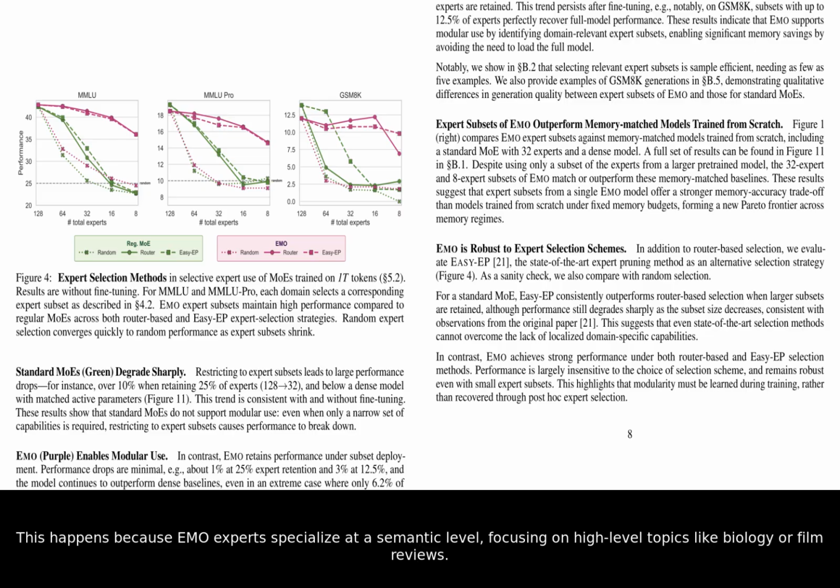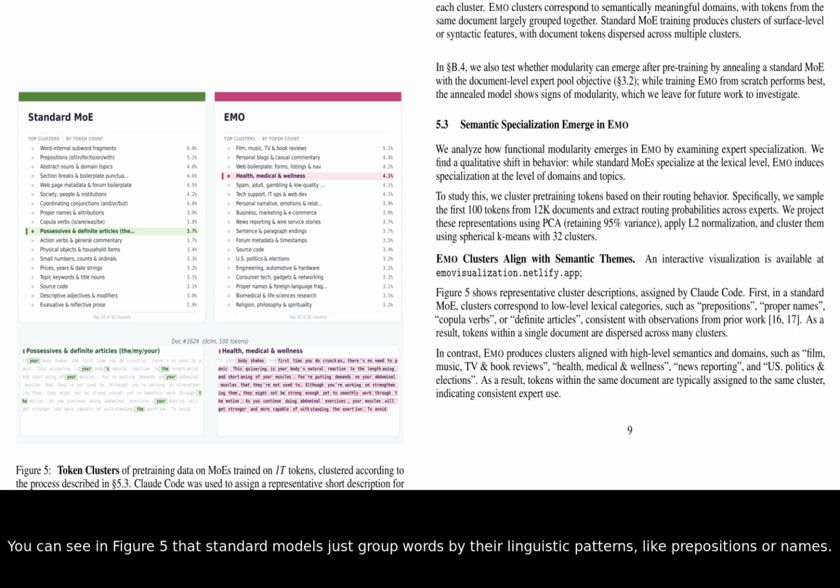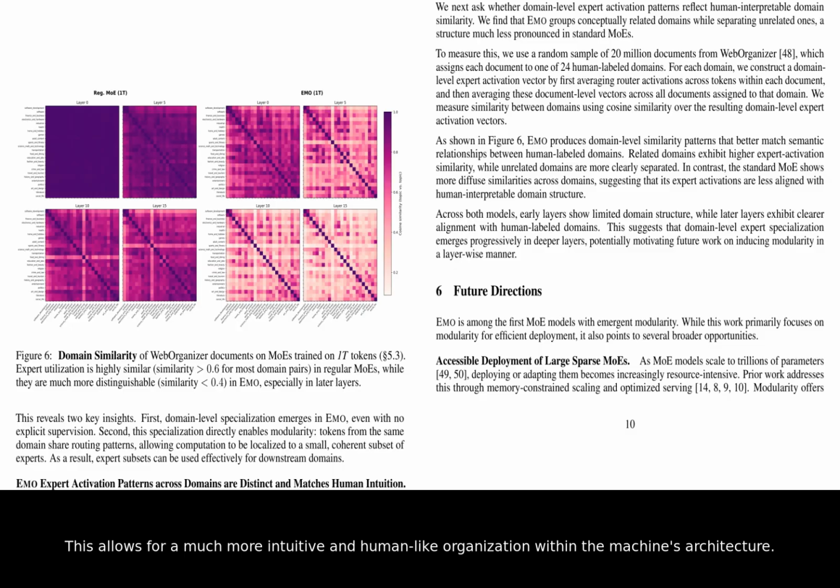This happens because EMO experts specialize at a semantic level, focusing on high-level topics like biology or film reviews. You can see in Figure 5 that standard models just group words by their linguistic patterns, like prepositions or names. EMO's clusters, however, align with real-world categories like health, politics, and technology. This allows for a much more intuitive and human-like organization within the machine's architecture. Figure 6 shows that in EMO, the way different domains use experts is much more distinct than in regular models.